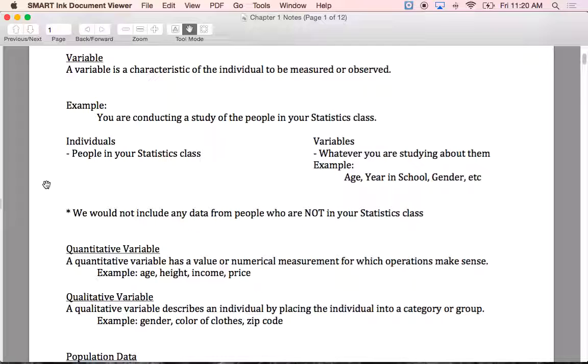Now those variables we just talked about, there's two types. We have quantitative and qualitative. The quantitative variable has a value or numerical measurement for which operations make sense. So for instance, age, height, income, price. You can actually do math to those numbers. The qualitative variable is going to describe an individual by placing it into a category or group. So gender, color of clothes, zip code. So for these, you have groups or descriptions for the person, whereas quantitative is going to have a numerical value to it.